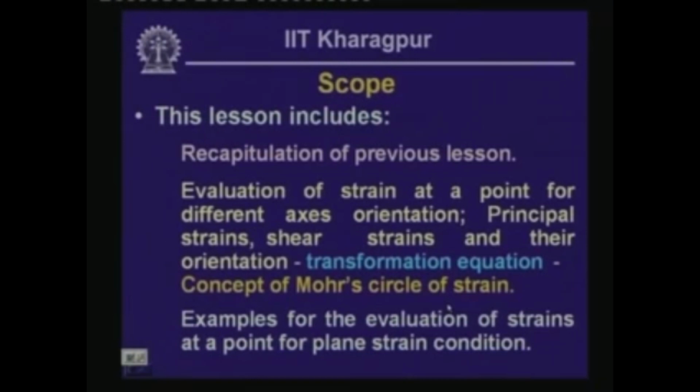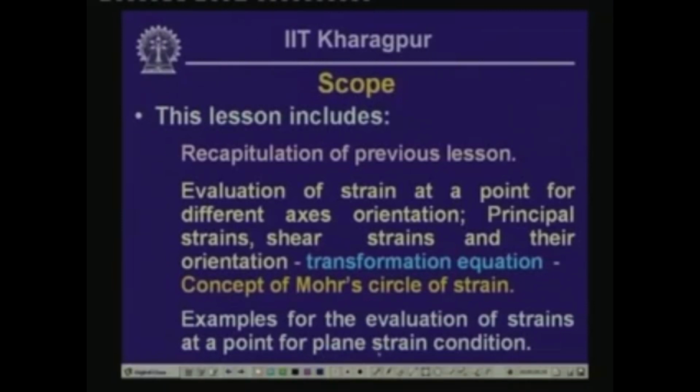Hence, the scope of this particular lesson includes the recapitulation of the previous lesson. As we have done in the previous lessons, we will discuss the previous lesson through the answers of the questions that I have posed last time, so that will give you an overview of the previous lesson. Then evaluation of strain at a point for different axis orientation, principal strains, shear strains and their orientation. In fact, with reference to the rectangular axis system, the strain at a particular point varies if the axis system differs from the rectangular axis system, which is x, y and z.